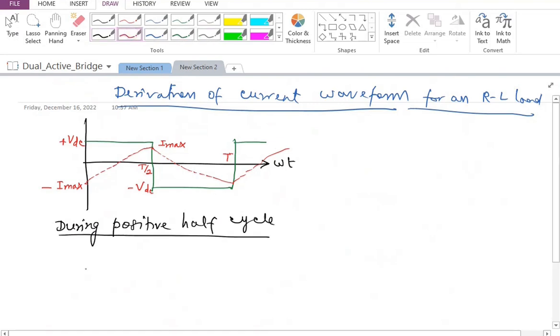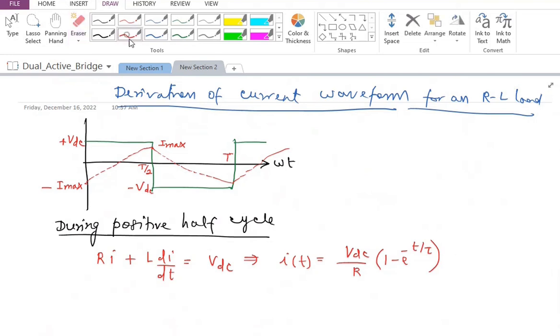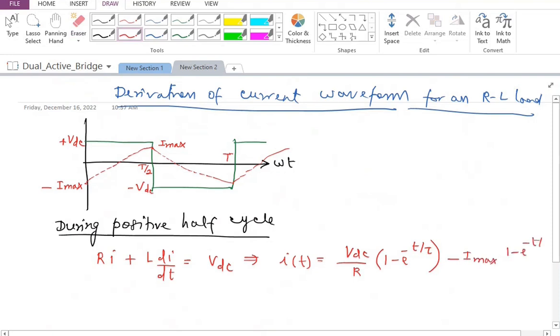we would have had the equation to be Ri plus L di by dt equal to VDC. So for this, if I try to write the solution, we have to write i of t equal to VDC divided by R, this would have been the steady state current if we had allowed this to continue further and further, multiplied by 1 minus e power minus t by tau, plus whatever is the initial current. Initial current had been minus I max. So I should write minus I max multiplied by e power minus t by tau.